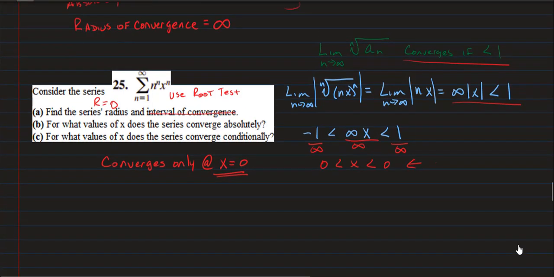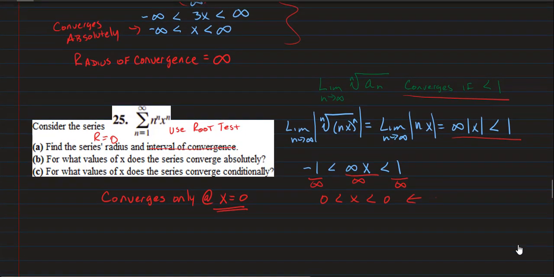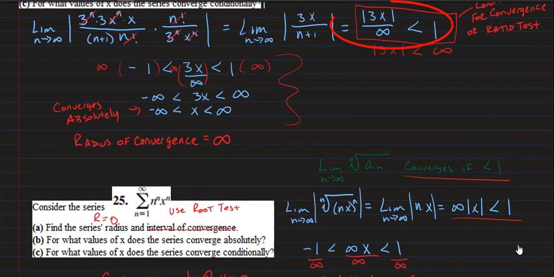Well, what happened was when we evaluated the limits, if we have the infinity on top, our radius of convergence is 0, and it converges only at the point. But if our infinity is in the bottom, our radius of convergence ends up being infinity, and the interval of convergence is all real numbers.